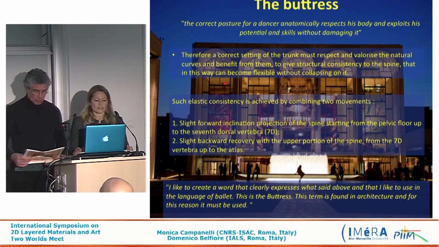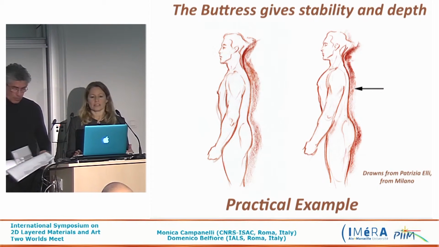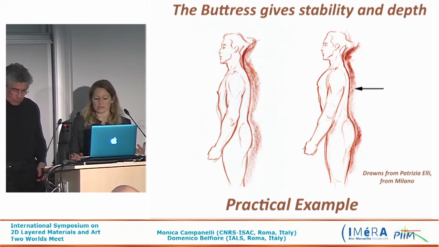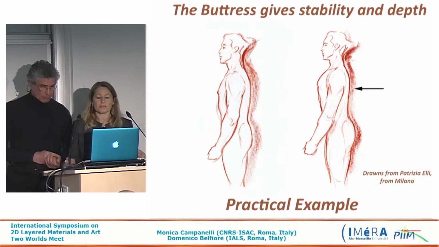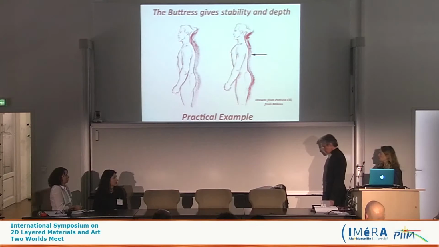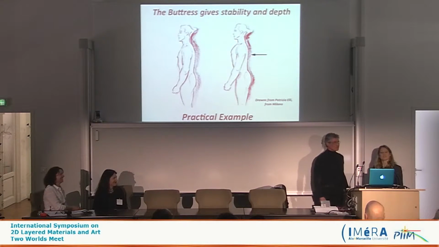The buttress gives stability and depth. Now, Domenico will show an example of the posture of a normal person and the posture with a good spine with the buttress. So, just the first one, normal person. Second one. Which one do you prefer?